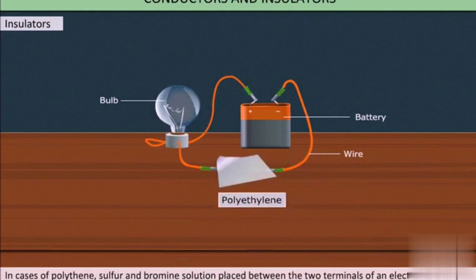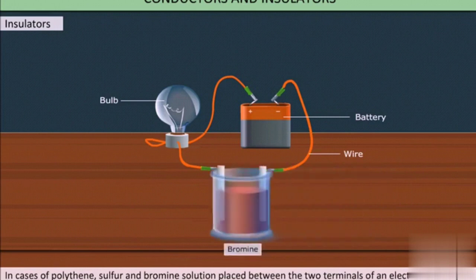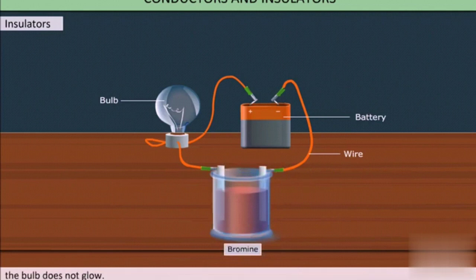Metals are good conductors. In cases of polythene, sulfur and bromine solution placed between the two terminals of an electric circuit, then the bulb does not glow. This type of materials are called insulators. So non-metals are insulators.